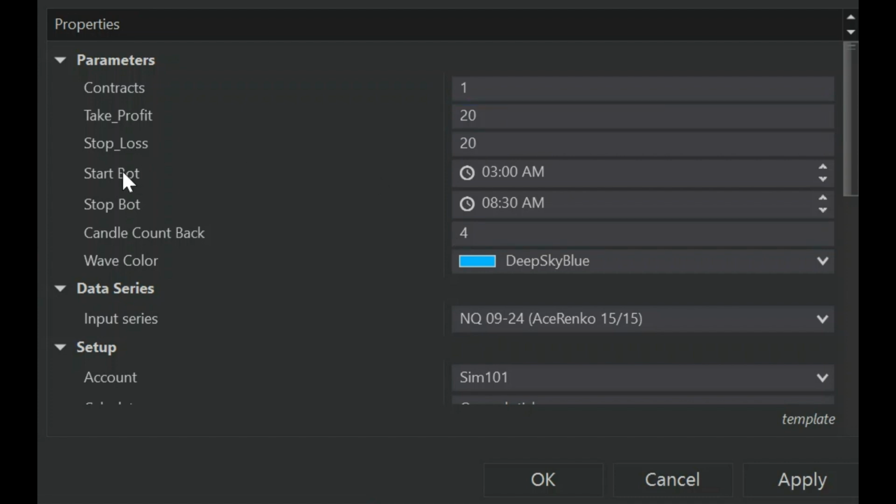The next part is start bot and stop bot. The start bot time is the time you want to start trading, and what will happen is once you put in that time, at 3 a.m., for example, candle count back will count the number of candles from that particular point. So if I have it as 4, it'll count back 4 candles, form that wave, and then what this bot will do is trade the trend breakout of that wave. So it waits for it to break out, consolidate outside that wave, and then jump into a trade, and it will trade all the way up until 8:30 a.m., knowing that it'll only take one trade either side, long or short. Okay, and you can also change the color of the wave.